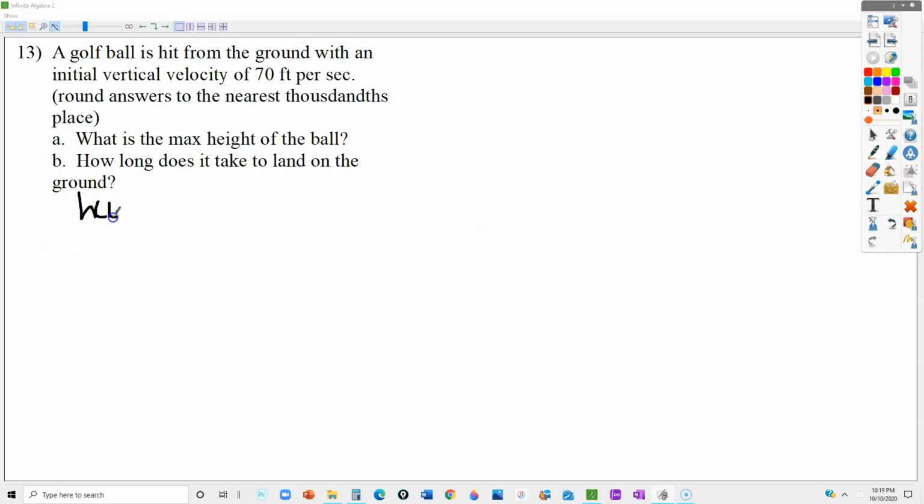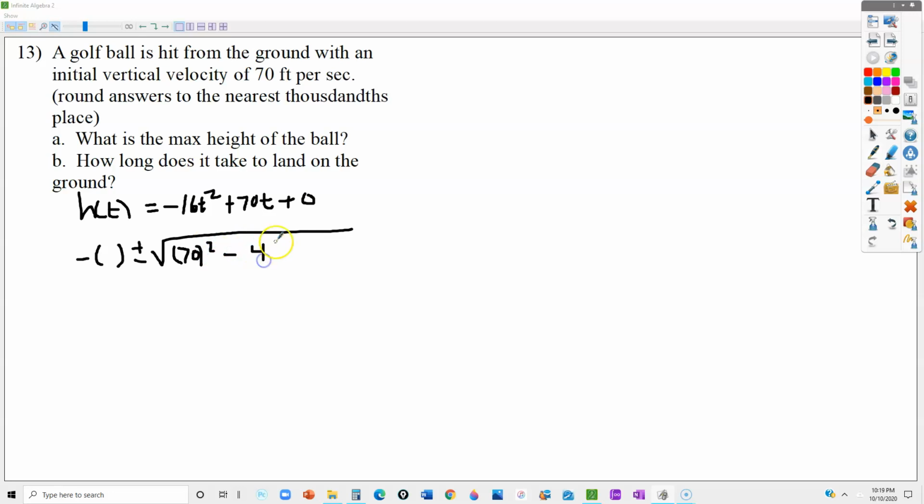Okay, so we're going to take our little expression here: h of t equals negative 16t squared plus 70t plus 0. And we're just going to plug that right into our quadratic formula. And for this problem, once again, we're just going to use the calculator. We're not going to break it down the way that we did last time we used the quadratic formula, just because it's pretty tedious to do that.